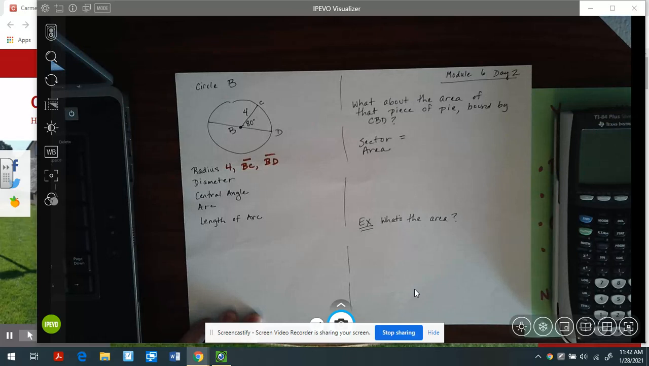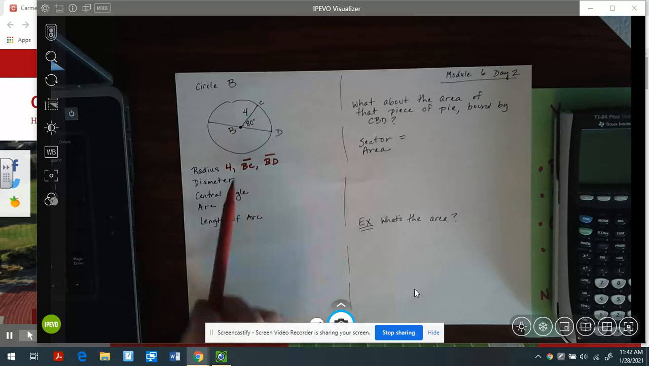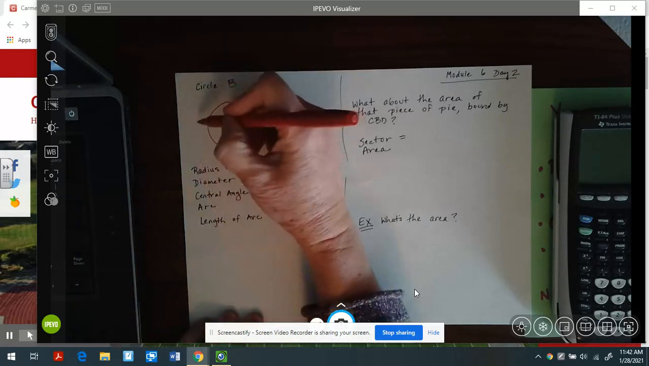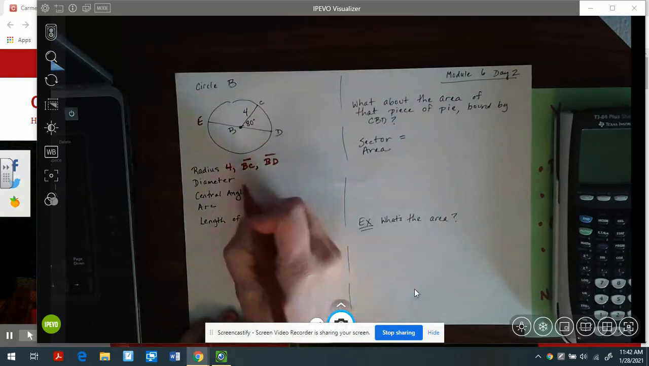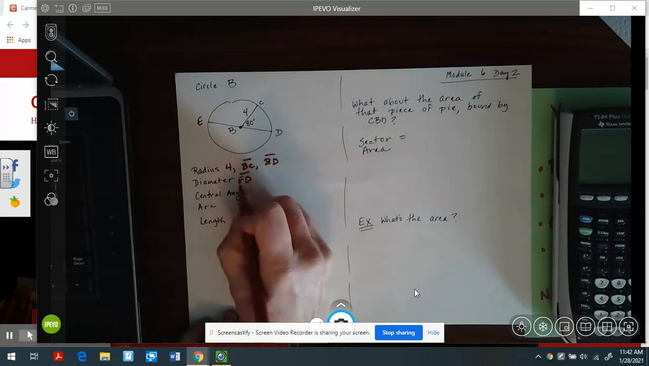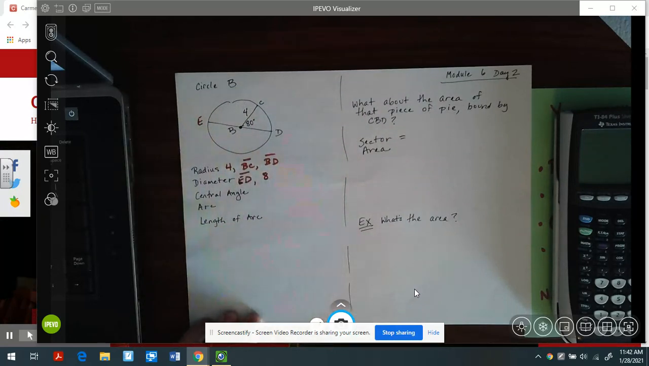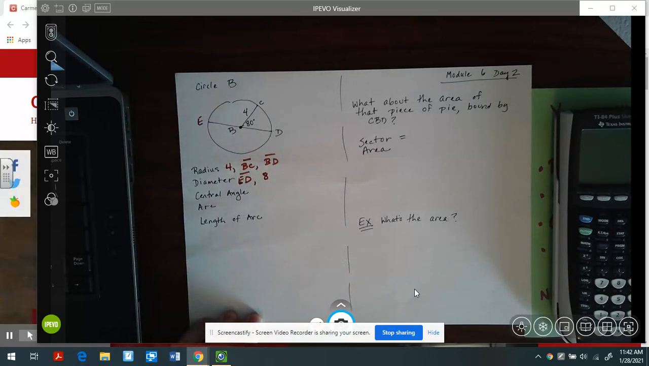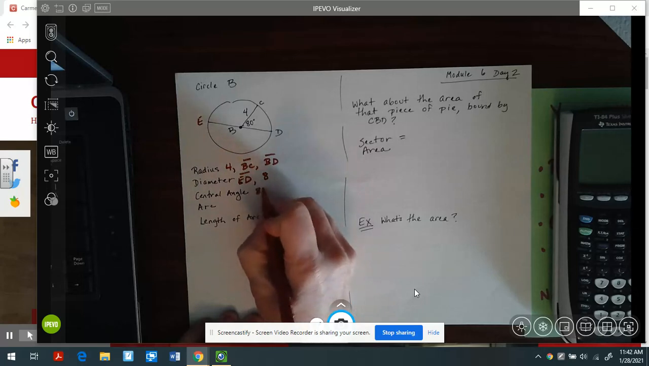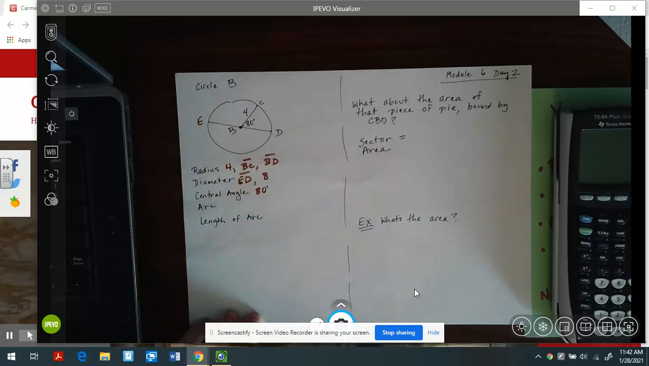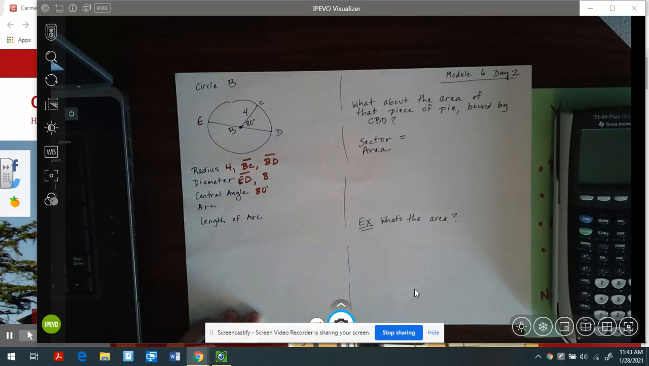The diameter is any segment containing two radii side by side to form a larger segment. And I'm missing a point, so I'm going to put an E there. So ED would be an example, and the diameter for that circle would be 8 units. The central angle is 80 degrees. That's the angle at the center, and there can be a whole bunch of central angles, by the way, but it's the one involved in our practice problem here.